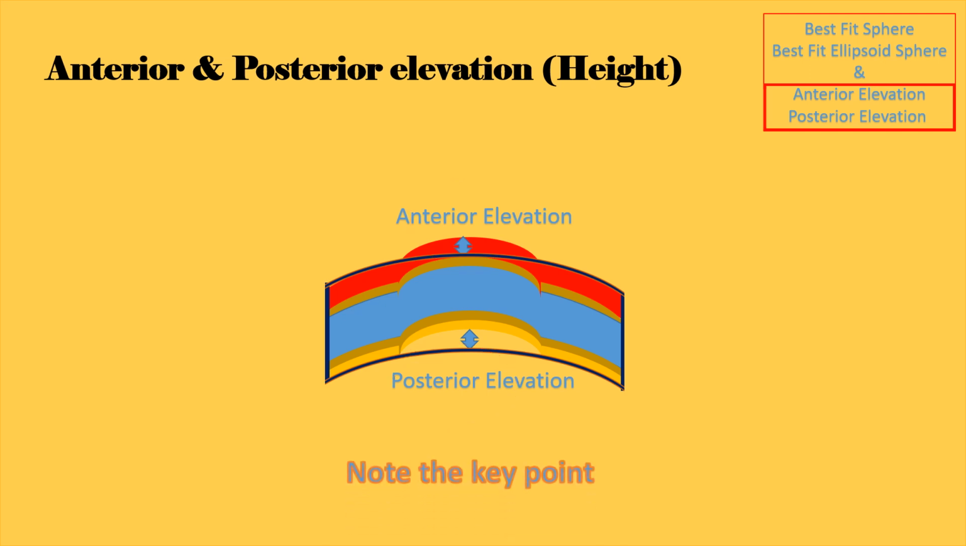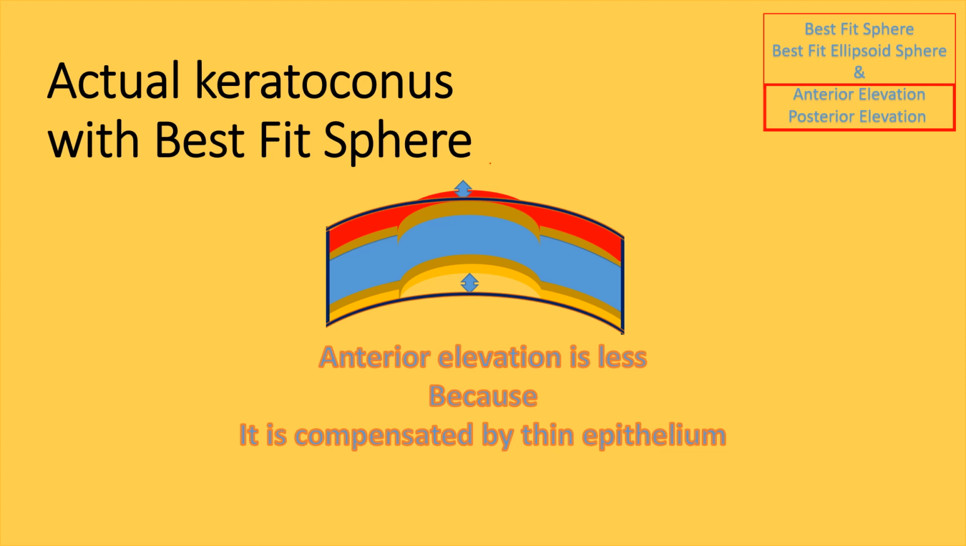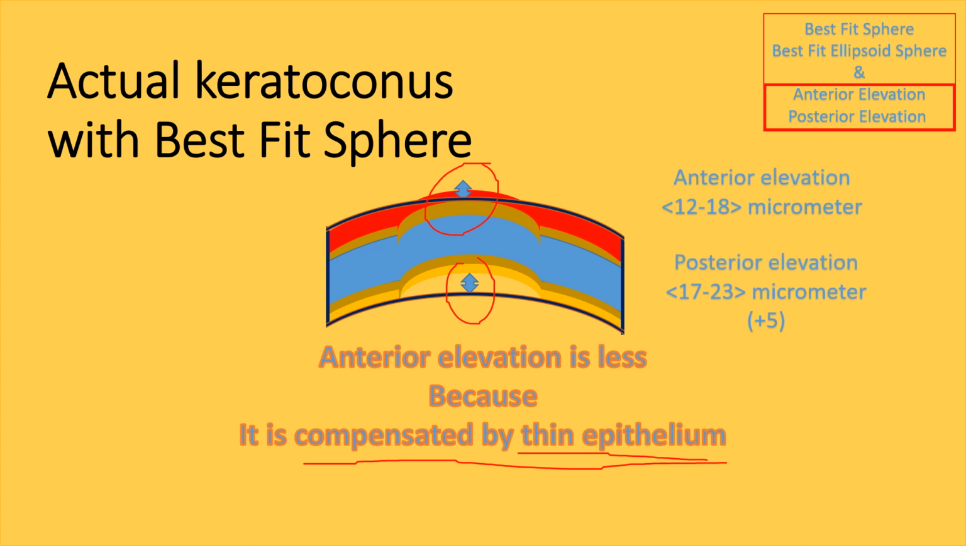Now is the key point. Concentrate on the key point and look at the next slide. Note the key point here, that anterior elevation is less as compared to the posterior elevation, and this is because it is compensated by thinning of the epithelium. There is no compensatory mechanism on the posterior surface of the cornea, so the posterior elevation is always more than the anterior elevation because the epithelium gets thin and compensates for the elevation. That's why when you look at the readings, the anterior elevation readings are always approximately 5 micron less than the posterior elevation readings.